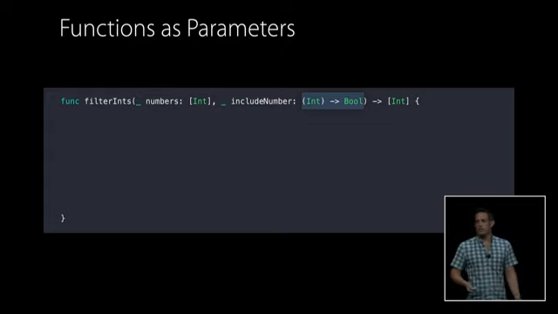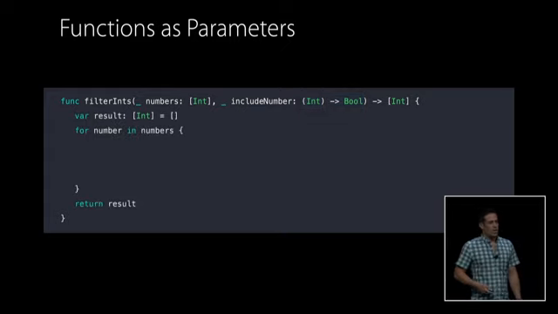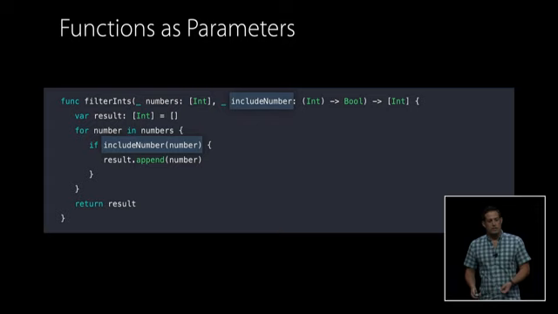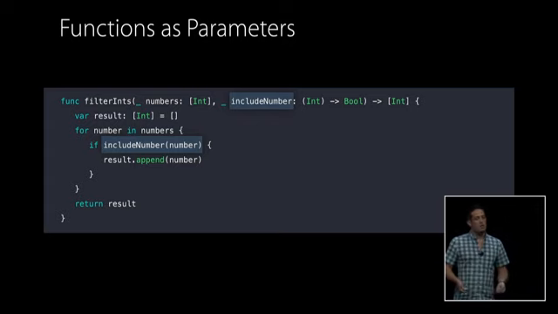So let's go ahead and write the rest of this function. You need to build up an array of filtered numbers. So here's a variable called result. It's been initialized to an empty array of Ints. And as you iterate through the array of numbers passed into the function, you need to check whether each number should be included in the result array. To do that, you pass each number to the includeNumber function. Now notice that inside the body of filterInts, the includeNumber parameter is treated as the name of the function that's passed in. And that just means that you can call it in the same way that you do any other function. So that's how you write a function that takes another function as a parameter.